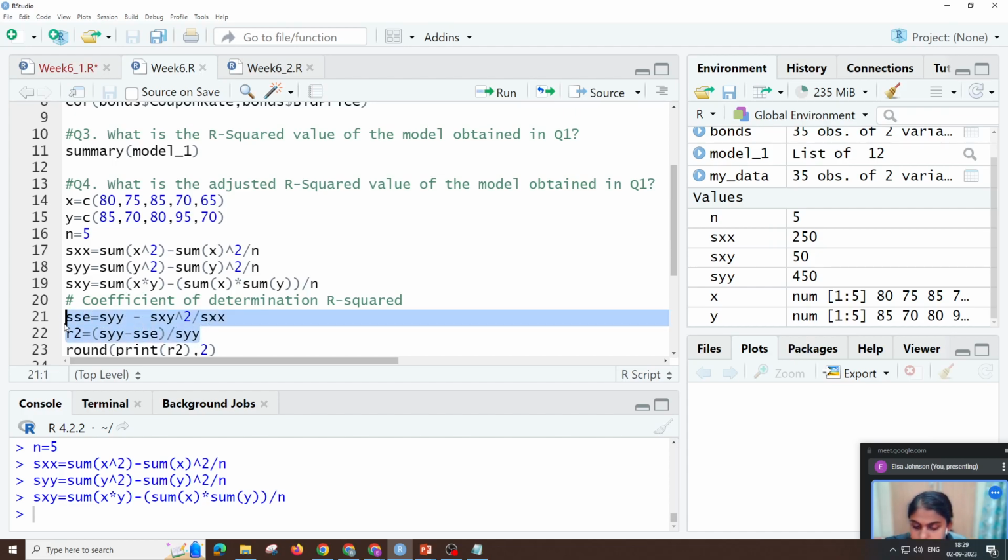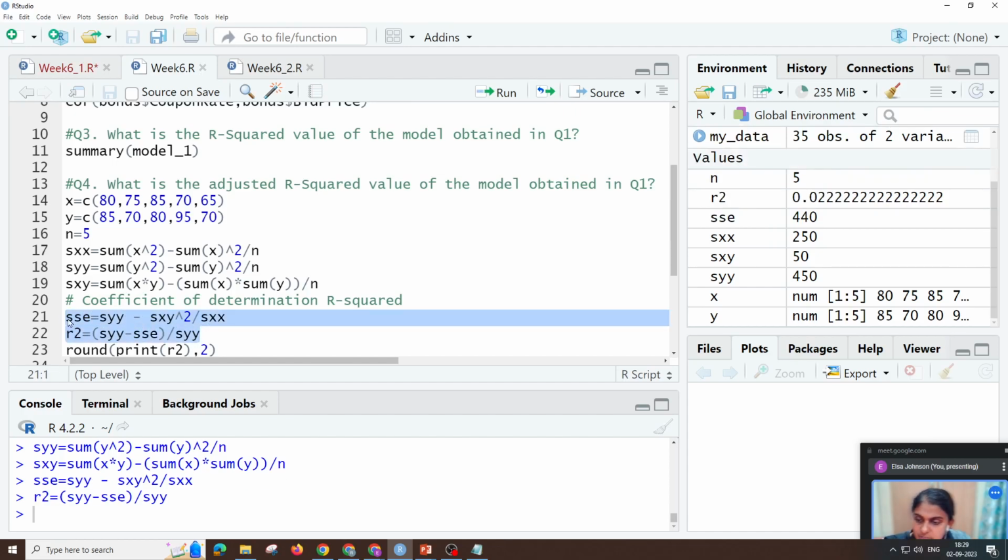Okay, so if the number of observations in the previous question were 5, then you can calculate it like this. Since it was 35, we went directly with RStudio, but in your exam it will come with a smaller number of observations, maybe 10 or less than 10. In that case, you can find the R square value. So the R square value is right now 0.02.